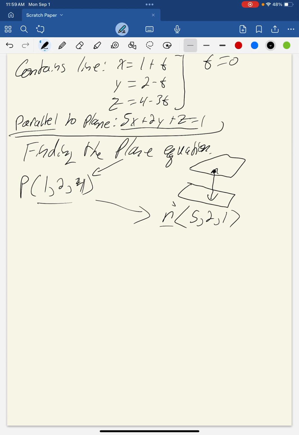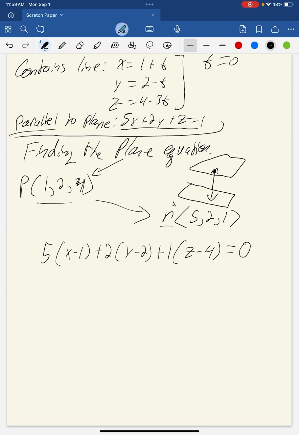So we have the normal vector, so we're going to do 5 times the x position of this point, which is x minus 1, plus 2, multiplied by the y position of that point, plus 1 times the z position of that point, equal to 0.